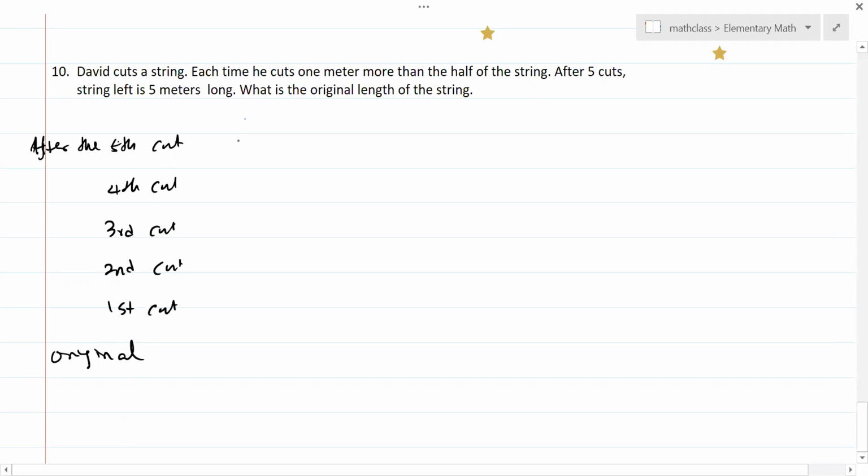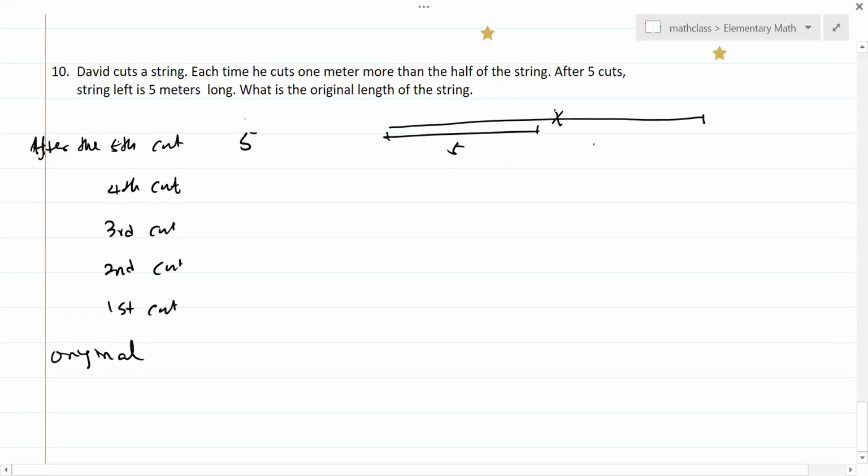Okay, after 5th cut, there's a 5 left, right? And the point is what is left after the 4th cut. If you understand this step you solve the problem. Now you have a 5 left, right? How do you get 5 left, right? How to get 5 left, right? So the way you do is you cut 1 more than a half.